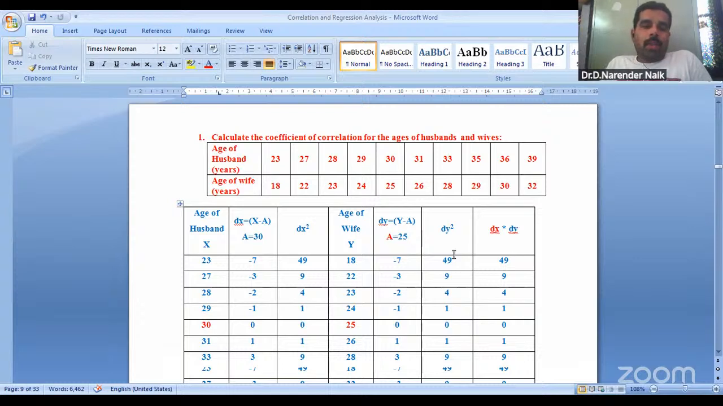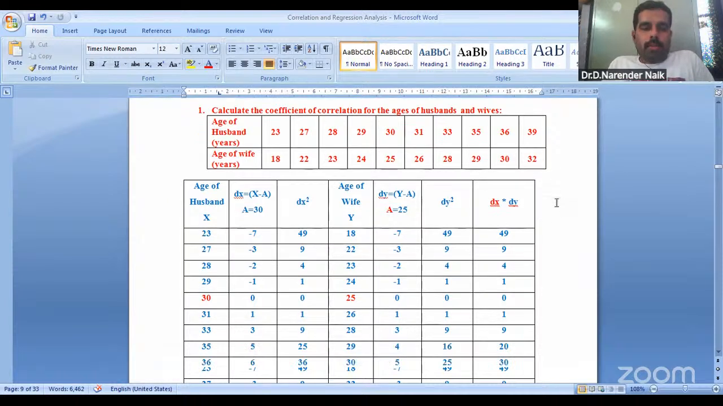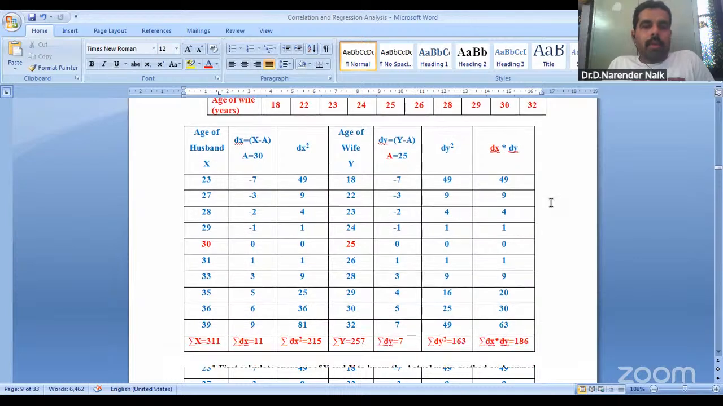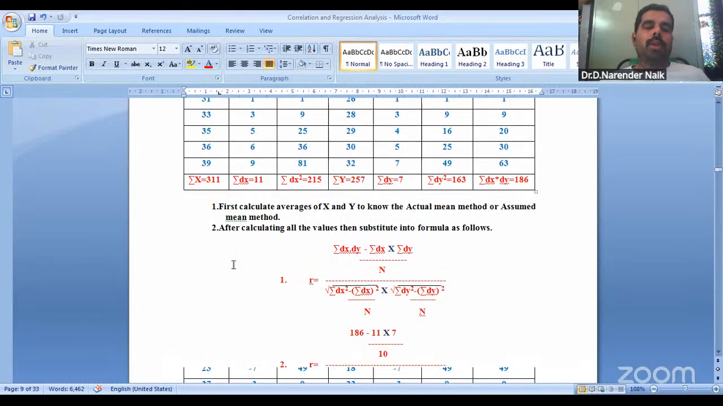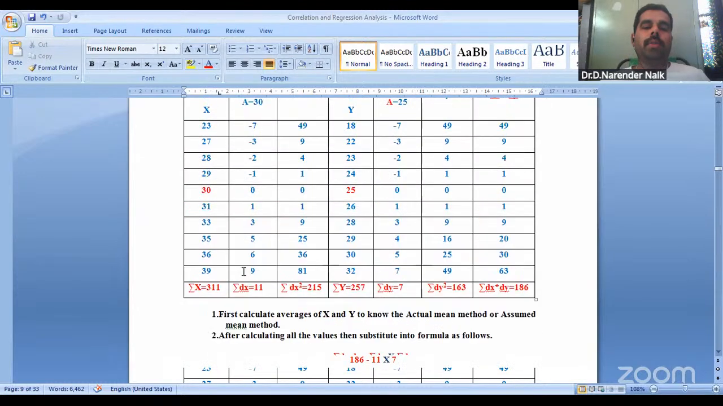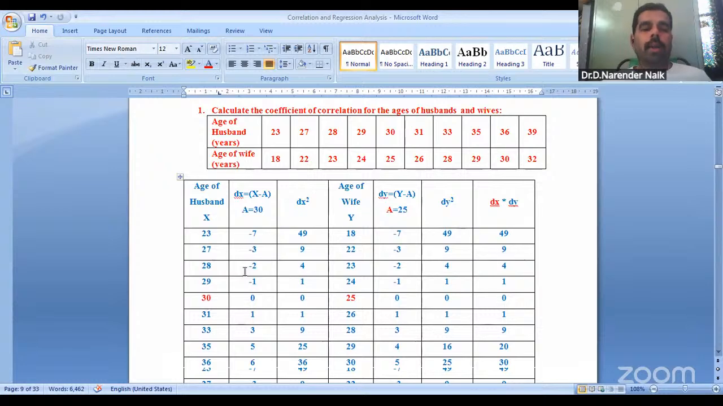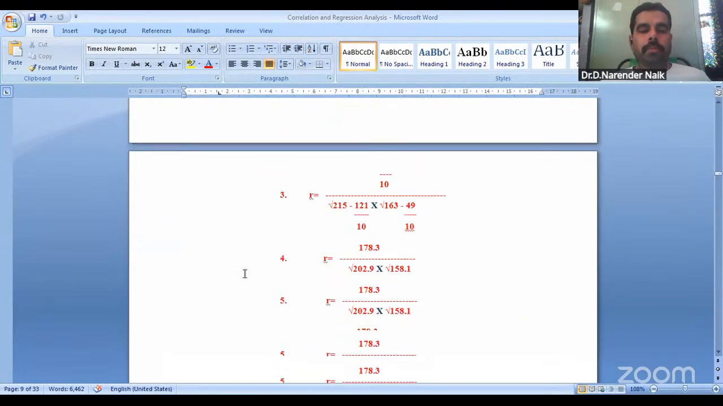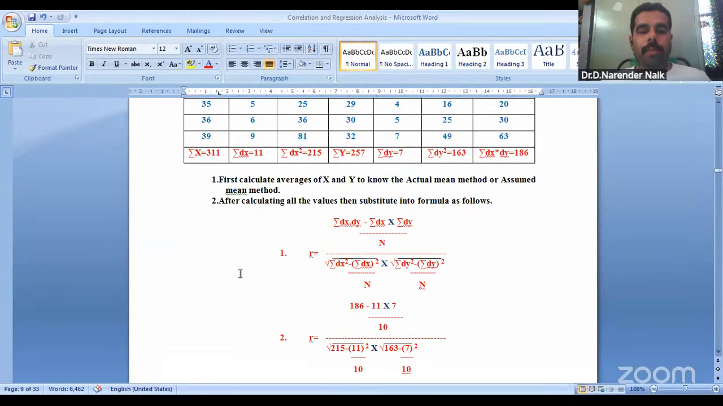In the given question, actual mean or assumed mean is not mentioned by the examiner. We have to take a decision. Okay. So as it is, we have written here age of husband x, age of wife y. dx is equal to x minus a, then dy is equal to y minus a. a is equal to 30 and a is equal to 25. So how we got this 30 and 25 is important here. 311 and 257 are the totals of husband age and wife age. So first we have to find out the values.